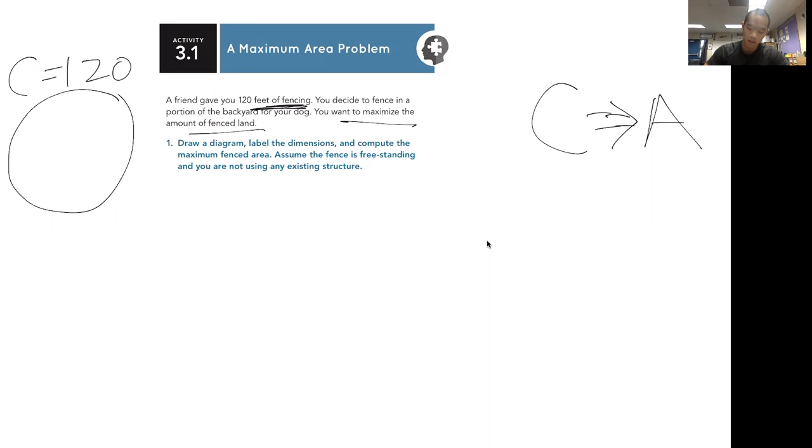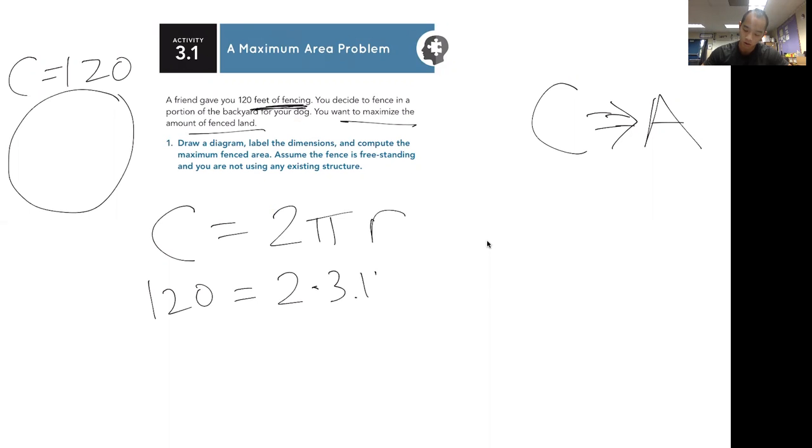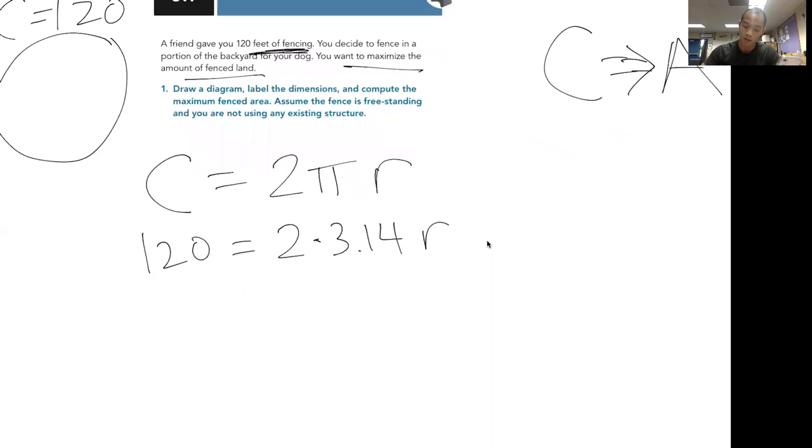Now, we don't have a formula that gets us straight there. We only have a formula that gets us to radius, circumference and radius. So we're going to put in 120 for circumference, and we're going to put in 3.14 for pi. Okay, so now it depends on what your teacher told you to do at this step. There's different things you can do, but what I'm going to do is multiply 2 times 3.14. Since they're on the same side of the equal sign, we're going to have 6.28.